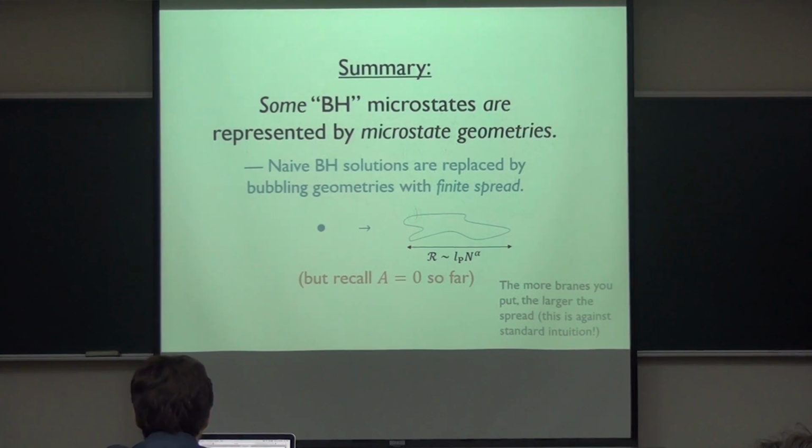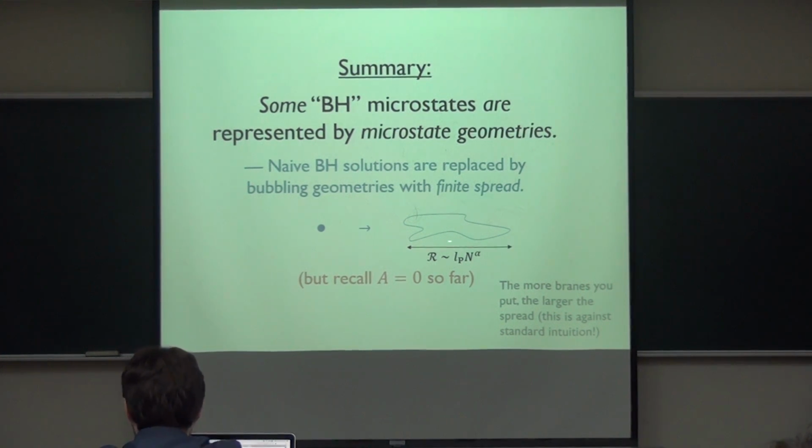Okay. To summarize, there are some examples of black hole microstates that are represented by microstate geometries. And in such examples, naive singular black hole solutions are replaced by bubbling geometries, geometries with non-trivial cycles with finite spread.